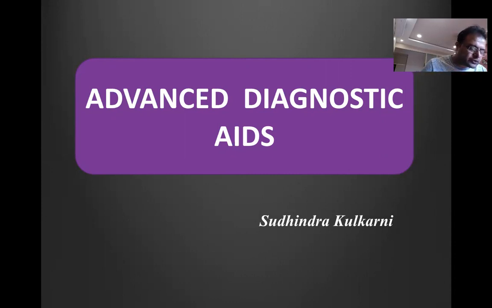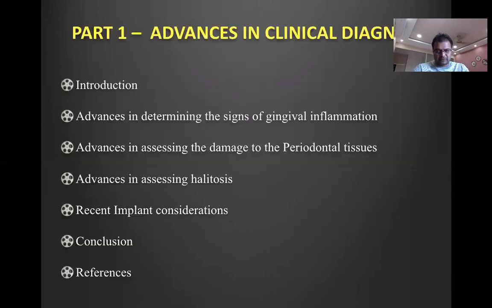Now, the diagnosis of periodontal disease depends upon multiple factors, and these multiple factors are primarily clinical, radiological, and also at times immunohistochemical, etc. So in this lecture, we'll try and see what are the various newer techniques of diagnosis of periodontal disease. That's why we call this chapter advanced diagnostic aids.